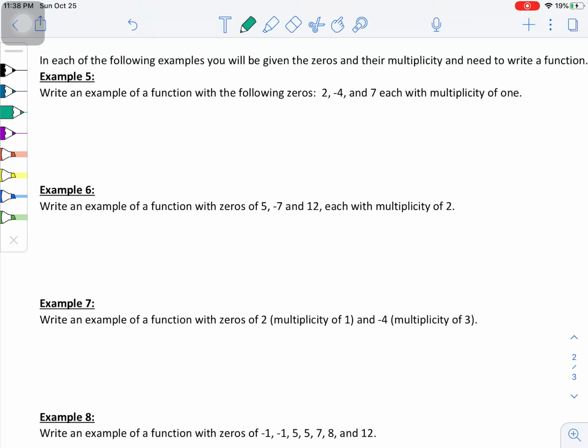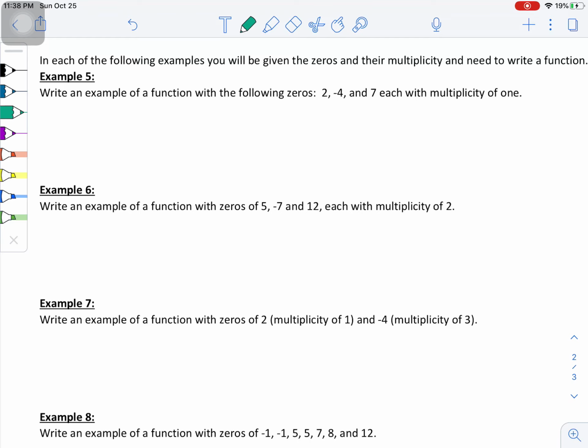In the last video, I showed you how to determine the zeros and multiplicity from a function that was in factored form. Now what we're going to do in this video is I'm going to give you some zeros and multiplicity, and you need to write the function.